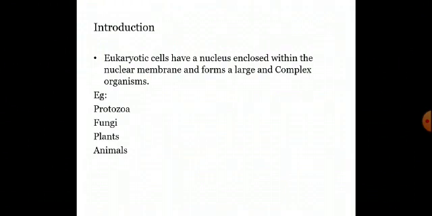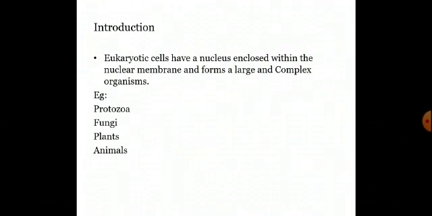And plants. The plant cell wall is made up of cellulose, which provides support to the plant. Plant cells have large vacuoles which maintain the turgor pressure, and they contain a special organelle called chloroplast. And the animal cells.